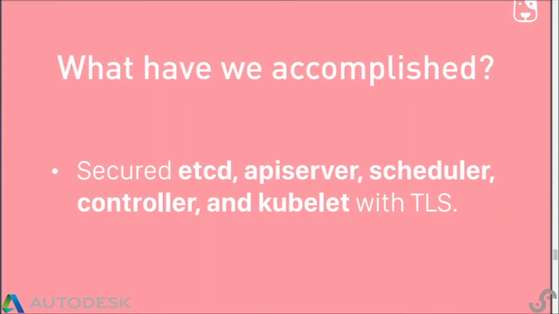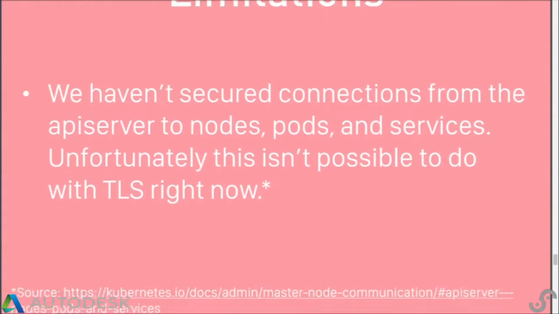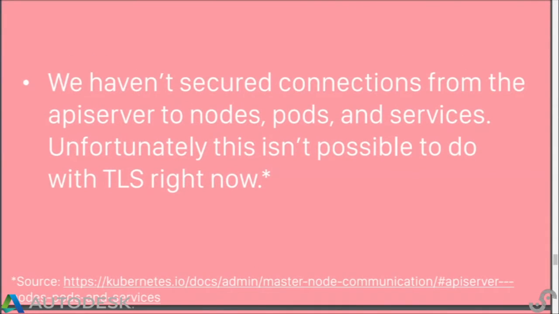So what have we accomplished at this point? We've secured etcd, the API server, the scheduler, the controller, and the kubelet, all with TLS, which is wonderful. There are some limitations in Kubernetes itself right now that are a bit disappointing. There are workarounds, which I'll show on the next two slides. But the biggest one is that we haven't secured the connections from the API server to the nodes, pods, and services. Unfortunately, this is not possible to do with TLS with Kubernetes currently. I assume that it will be possible at some point, but I haven't seen any indication of when. That's mentioned on that page, if you're curious where I got that.